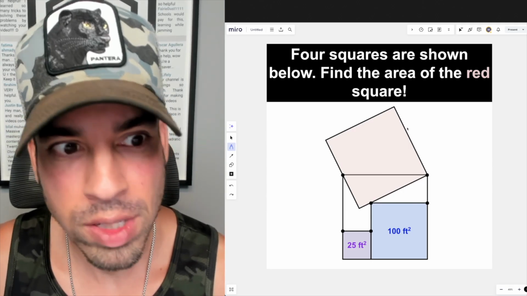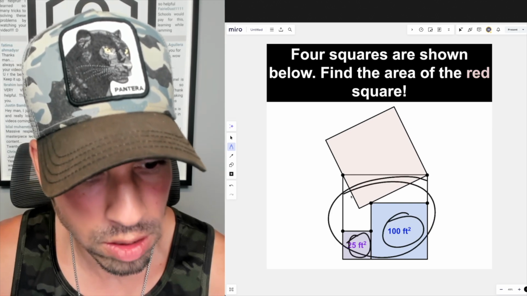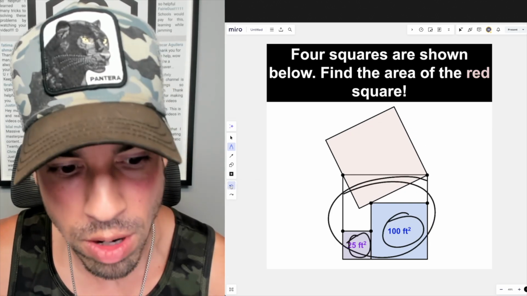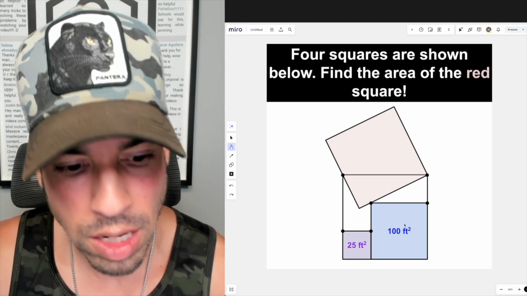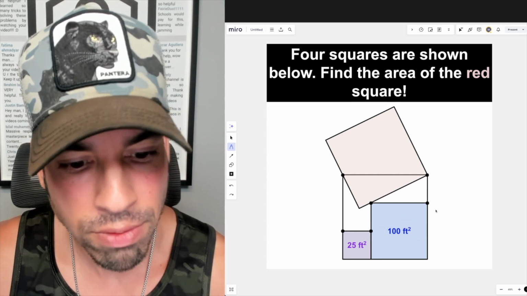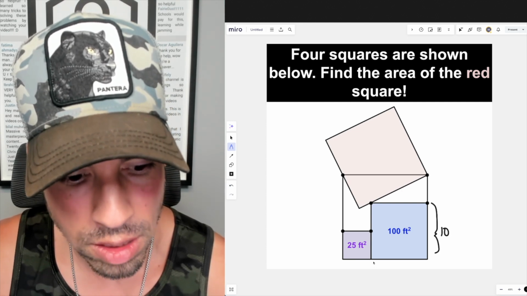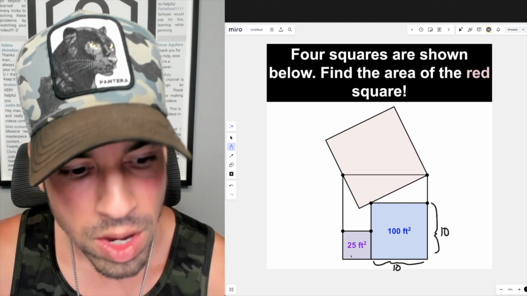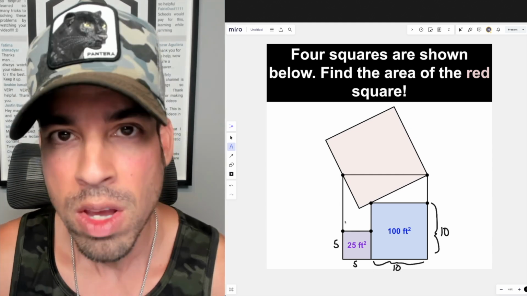All right, so now we've said that there are 4 squares, meaning that this is a square, this is a square, this is a square, and the red square, which we're trying to figure out, is also a square. Let's start off with the basics. If I know the area here is 100 and I know the area here is 25, I can find the corresponding side lengths, meaning I know that this has to be 10 by 10, and this one has to be 5 by 5. So that's the first thing.